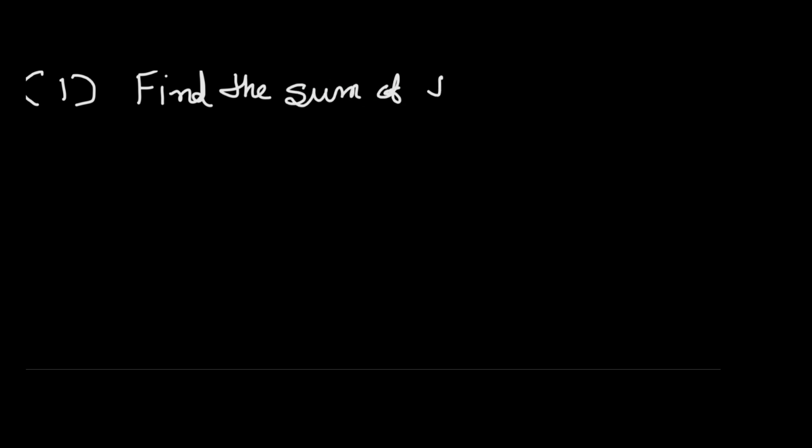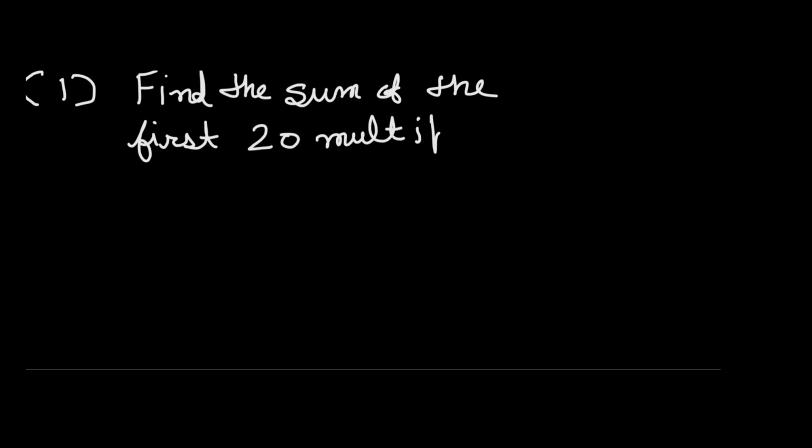In this video, we will do some more examples of arithmetic progression. So our first example is: find the sum of the first 20 multiples of 5.